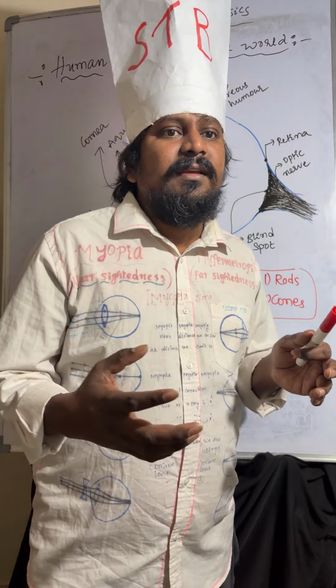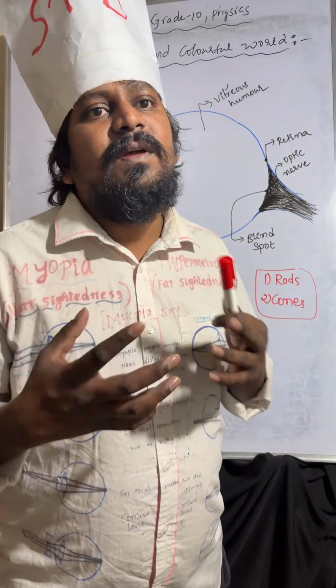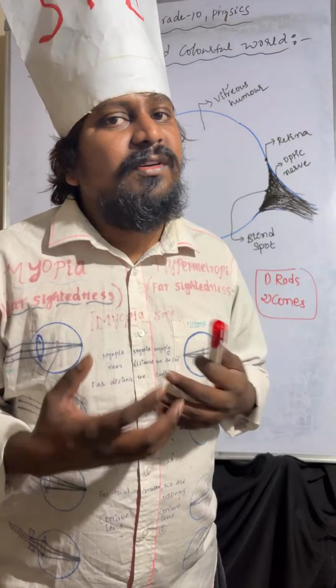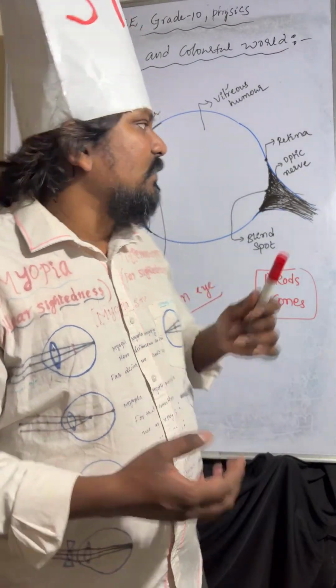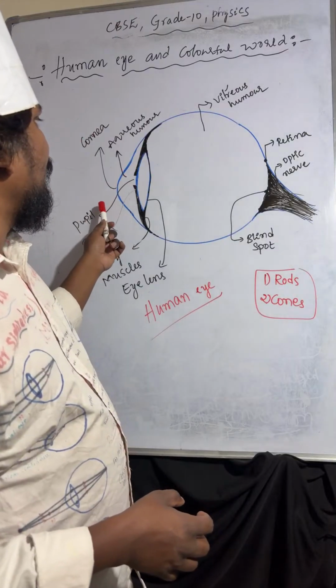The pupil will control and regulate the amount of light entering into the eye.